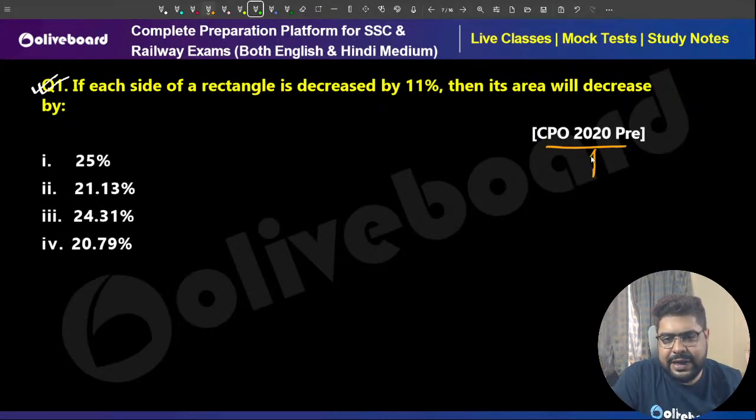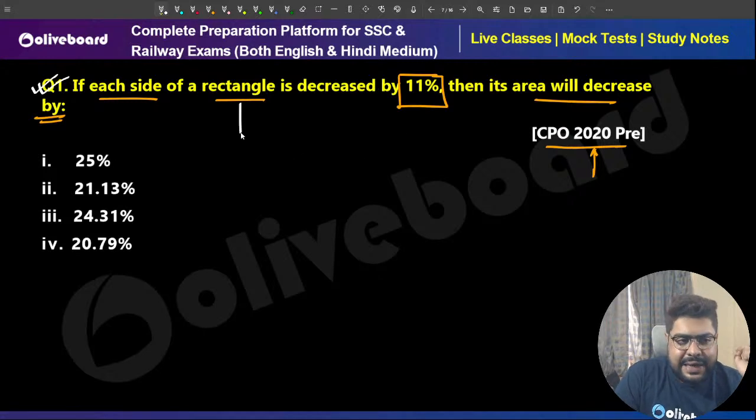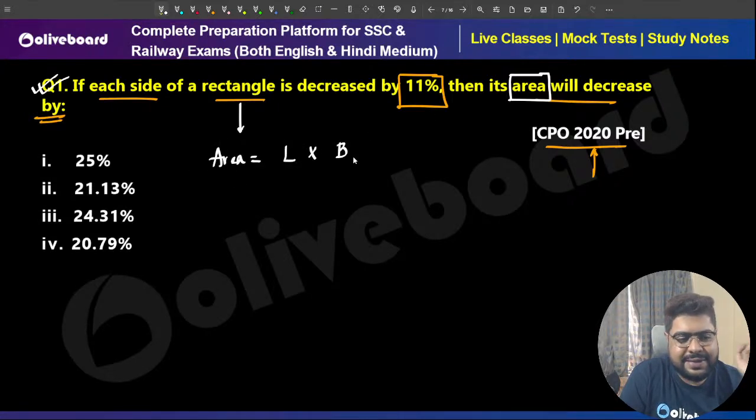CPO 2020 pre-question. Each side of a rectangle is decreased by 11%. Its area will decrease by whatever percentage. Please understand, the rectangle has two variables. If I want to figure out the area, the area of a rectangle is length into the breadth.